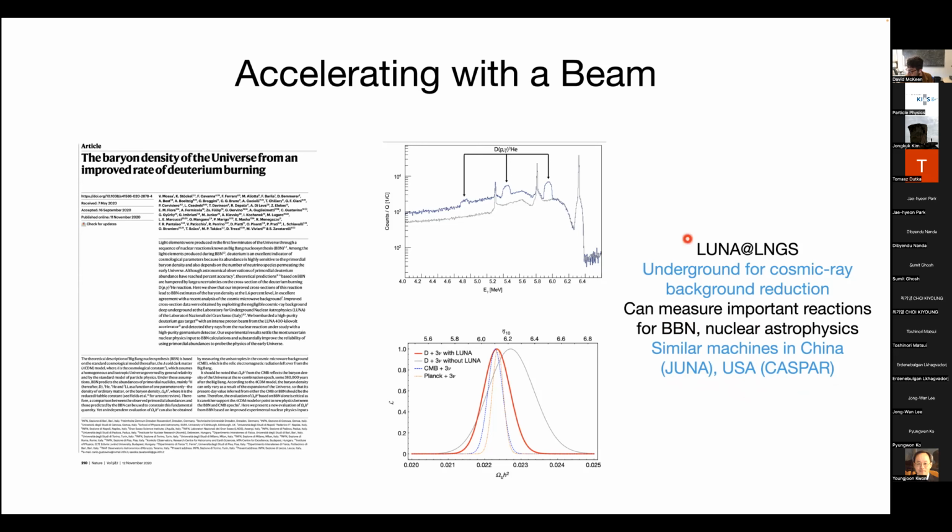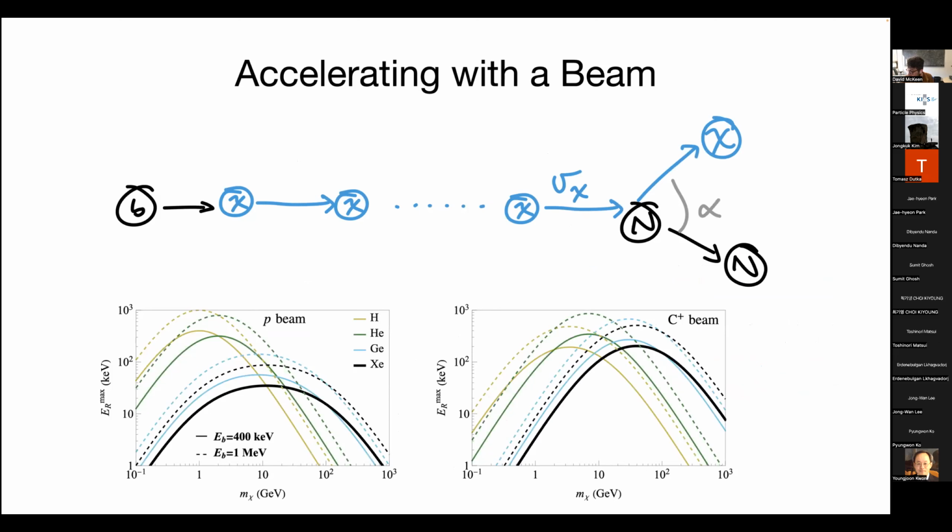Okay, so now specializing to the LUNA machine, we can ask what the resulting recoil energy is. If we know what the beam energy is, then we know what the nuclear recoil energy is. So as a function of the dark matter mass, imagine taking this beam and giving it either 400 keV or 1000 keV of energy. That's either the solid or the dashed lines in these two plots. On the left-hand side, imagine a proton beam, and on the right-hand side, this plot shows the result for a carbon ion beam.